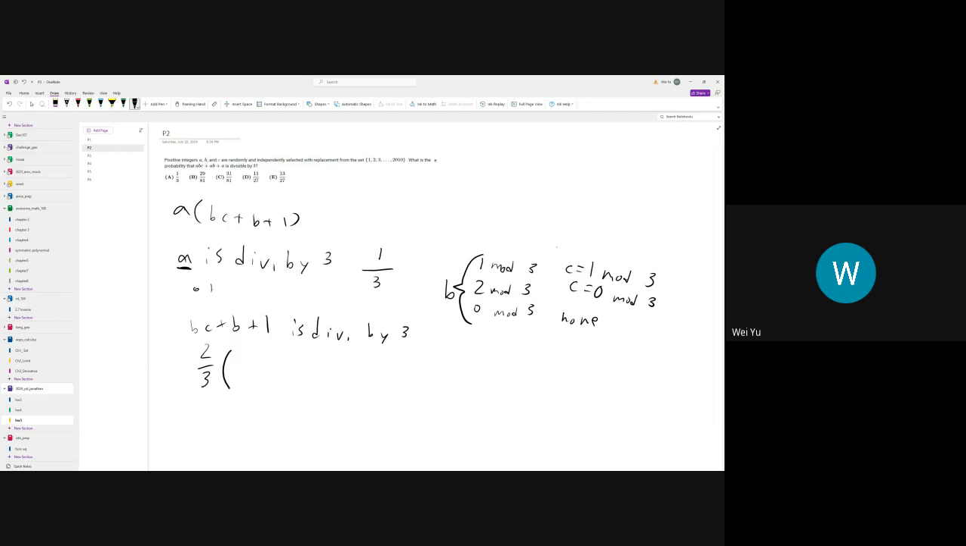There are 9 choices for combinations of B's value mod 3 and C's value mod 3, because they both have 3 options and 3 times 3 is 9. Out of those 9 combinations, 2 of them work: 1, 1, and 2, 0. So the probability of this one is 2/9. So 2/3 of 2/9 is 4/27. Now we just have to add these. You get 13/27.